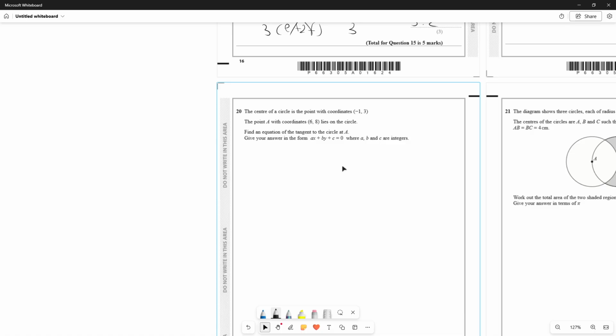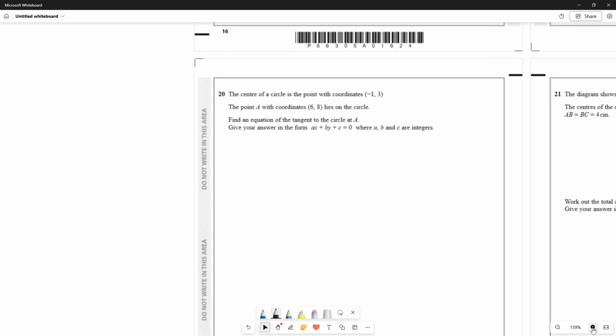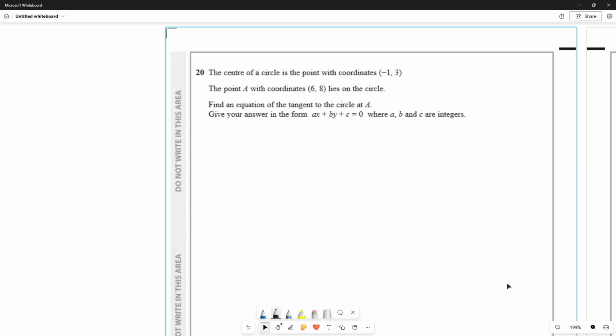The center of a circle is the point with coordinates -1, 3, and the point A with coordinates 6, 8 lies on the circle. Find an equation of the tangent to the circle at A. Give your answer in the form ax plus by plus c. Once again, you have a form question. Do not just write y equals mx plus c in that form, because that will be wrong. Okay, let's go.